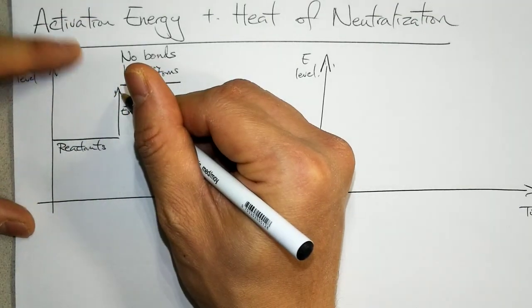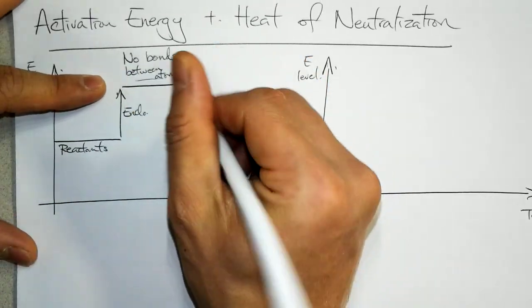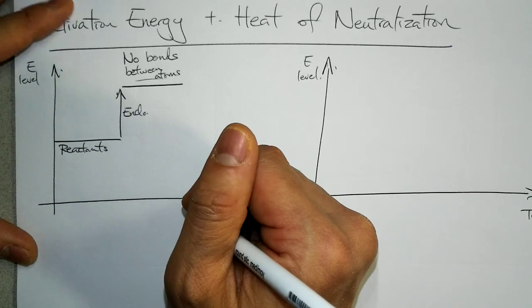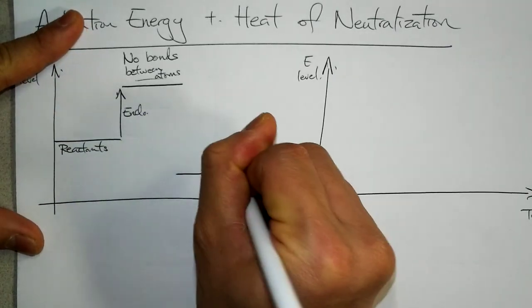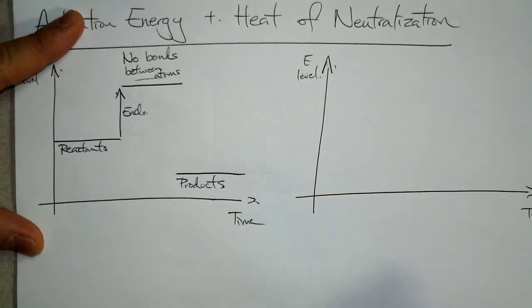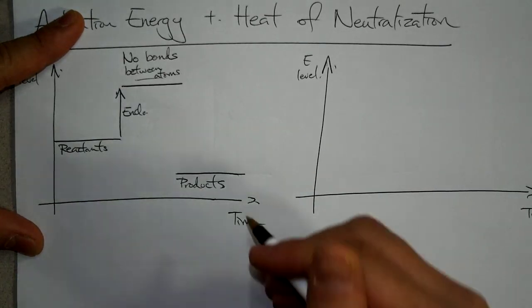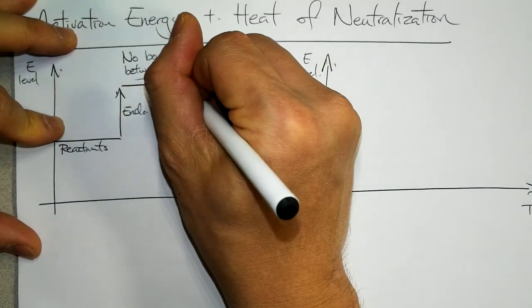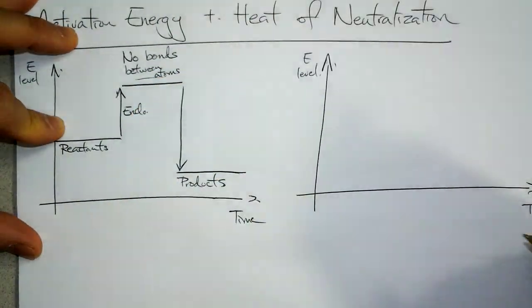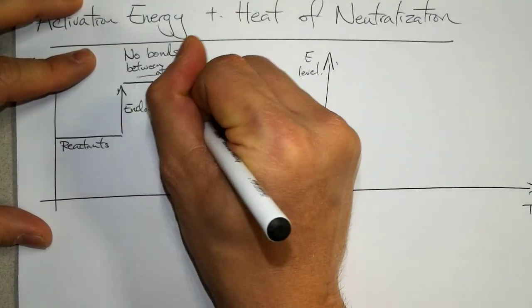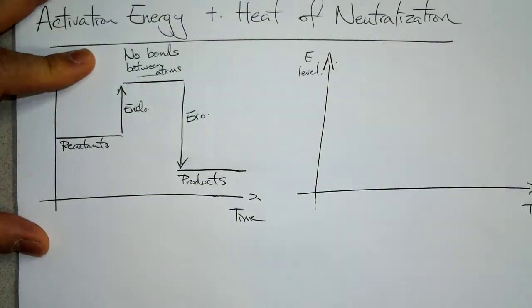So it needs to break all these bonds. You need some energy for it, and because it's a chemical reaction, you will form new products. So let's just say the product is down here, at this energy level. For it to form new products, it has to form new bonds. And as we said yesterday, forming bonds releases energy, gives off energy. So this is the part where it's exothermic.